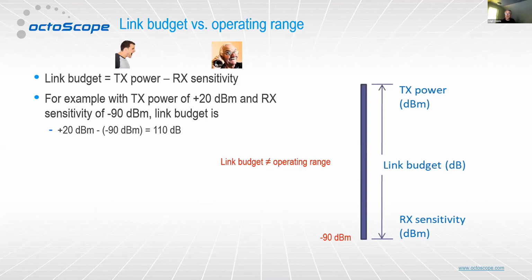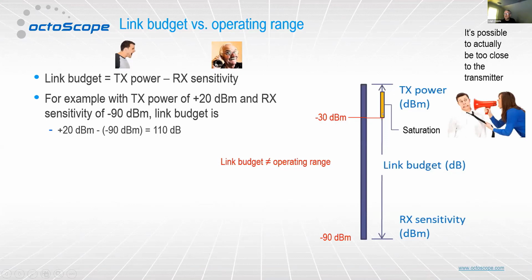Now, one important thing to know is that the link budget itself is not exactly the same as the operating range. The reason is that there's a portion of this link budget right near the transmit power that's referred to as the saturation region. The saturation region reflects the idea that it's actually possible to be too close to the transmitter. You can imagine this with the same kind of sound model I was talking about before. If that transmitter is really loud, you will be overwhelmed by that sound. And that's exactly the same thing that happens to a radio receiver.